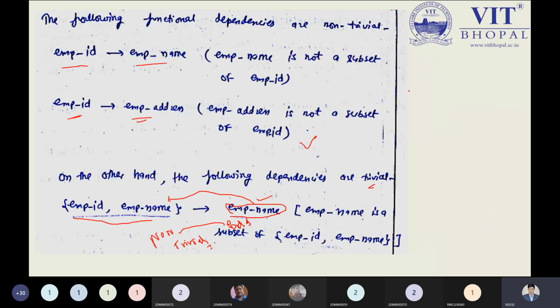I'm explaining this with the help of an example. Employee ID determines employee name. Employee name is not a subset of the employee ID, of course. Employee address is not a subset of the employee ID. So this is the point. These are the two examples which determine non-trivial functional dependencies. That is a point you have to keep in mind properly. From this perspective, I'm choosing a simple example over here. Just let me add some points, and then I will ask some questions to all the people.